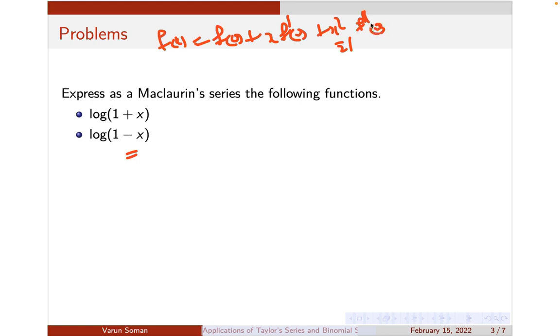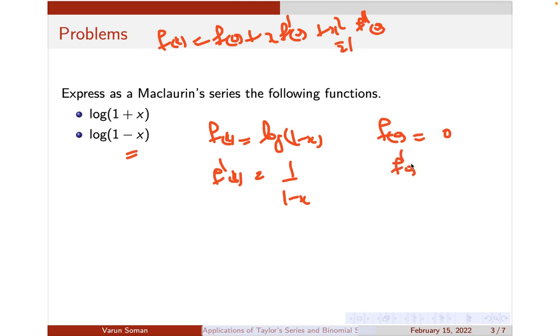You can use the direct method, or you can use the integration method also. If you use the direct method, your f of x is log 1 minus x, and your f of 0 is equal to log 1, which is again 0, and your f dash of x is equal to 1 by 1 minus x. So your f dash of 0 will simply be 1. This is the same as 1 minus x raised to minus 1.